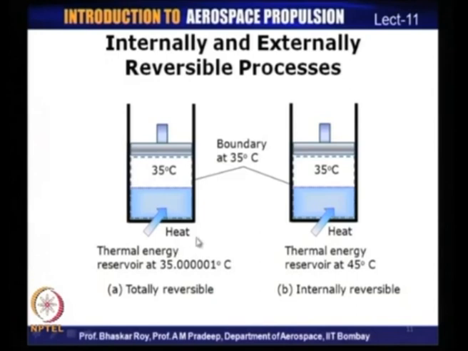Now, in this case, the reservoir is at a temperature which is infinitesimally higher than the temperature of the system itself. So, there is a heat transfer which is not exactly a finite temperature difference. Heat transfer is taking place between two systems which are infinitesimally close to each other in terms of temperature. So, the thermal energy reservoir here is at a temperature of 35 point, let us say many zeros, 1. So, it is a very infinitesimally higher temperature than that of the system. Therefore, the boundaries can be assumed to be at 35 degrees, because heat transfer is taking place across the boundaries.